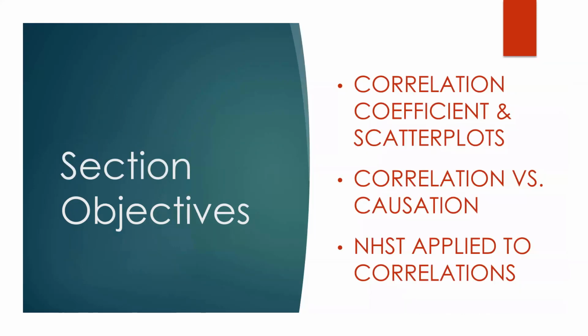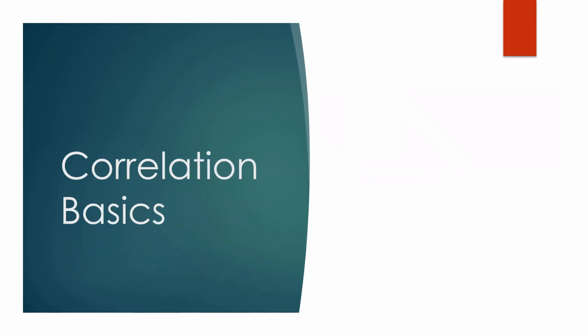So what we're going to do in this video is we're going to look at correlation, specifically the correlation coefficient. We're going to look at something called scatterplots. We're going to talk about the concept of correlation versus causation. And then in the next video, we'll look at how correlations are applied in hypothesis testing. So as we always do when we start a new stat, let's just look at the basics of correlation and figure out how it works and what's going on at the bare level.